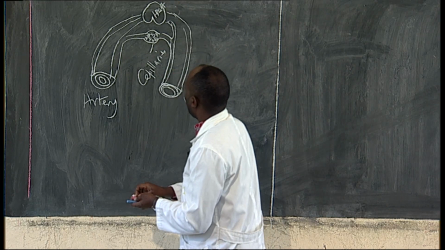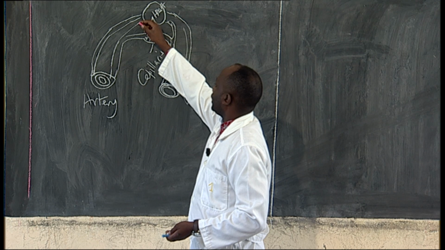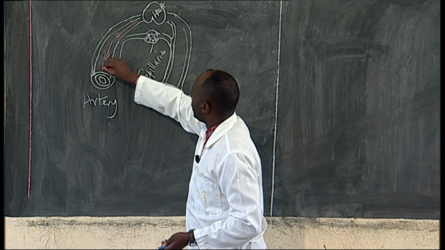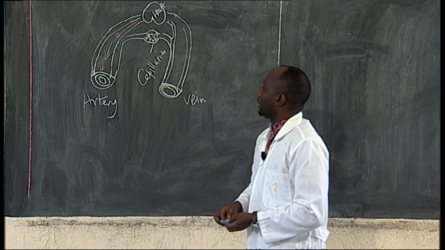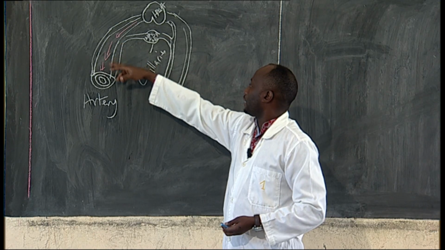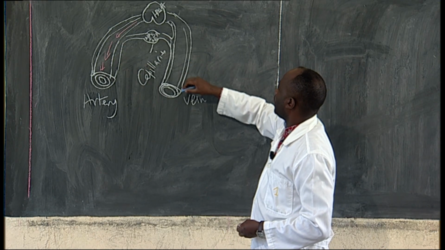This is the heart, and we said arteries carry blood away from the heart. So the blood must be coming from here, coming this way. We said this blood must be oxygenated. And the other one carries blood back to the heart.